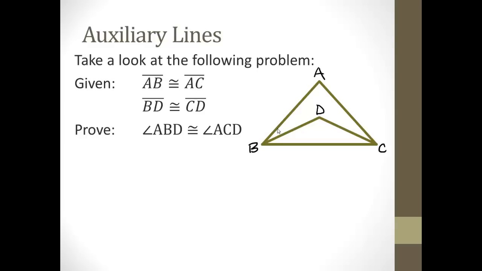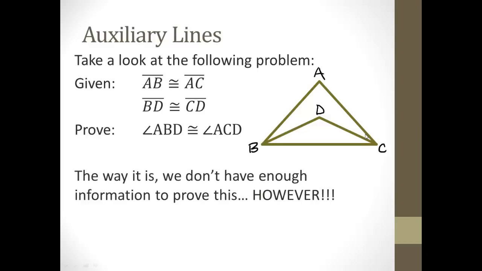That'd be really easy to prove if we had a segment that joined these two right here, because then we could prove these triangles congruent by side, side, side. And then since we had proved the triangles congruent, we could prove that the angles were congruent by CPCTC. But we don't have that line. So with the information we have right now, we couldn't prove it.